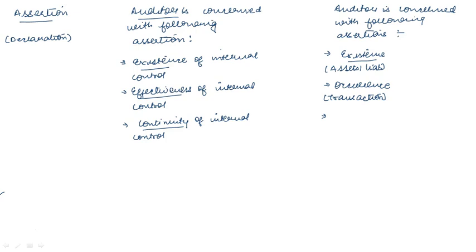After that, the completeness. Completeness means the records which you have are absolutely complete. There is nothing over there, any kind of an asset, any kind of a liability, any kind of a transaction, which is not recorded.